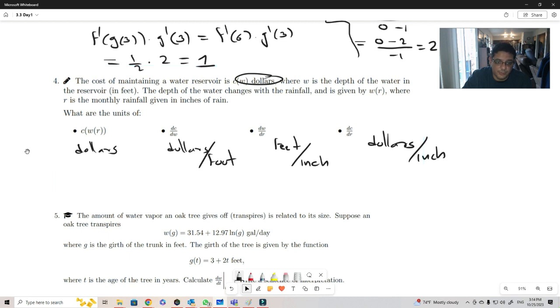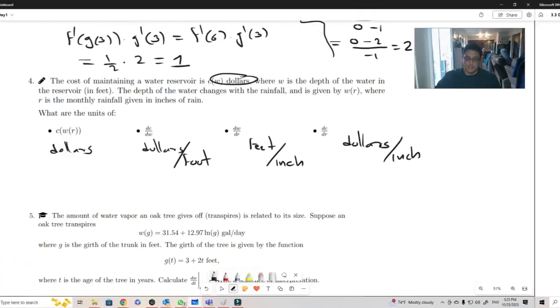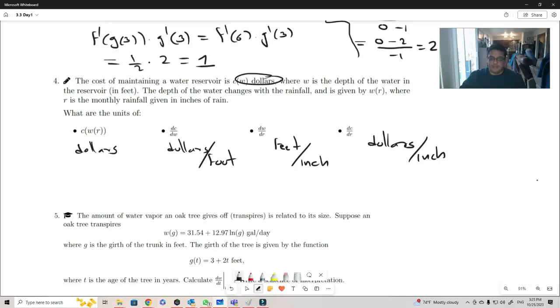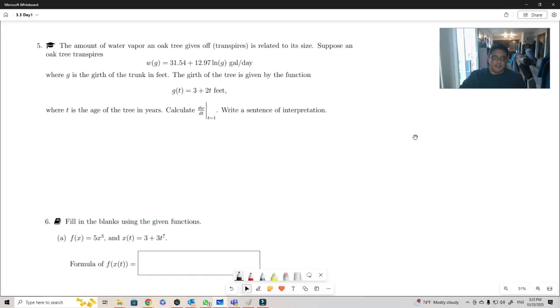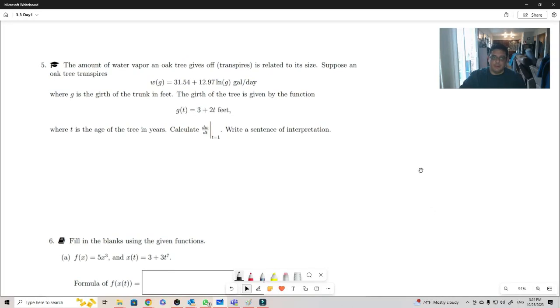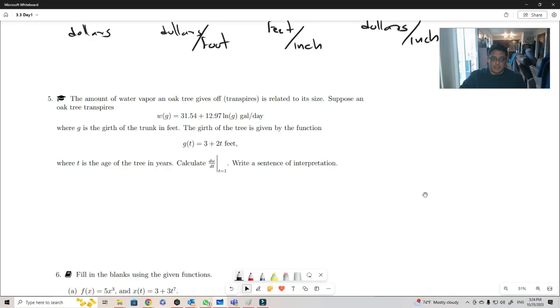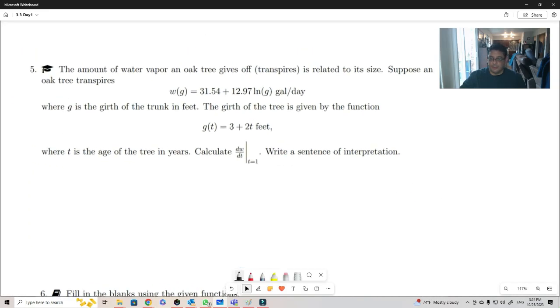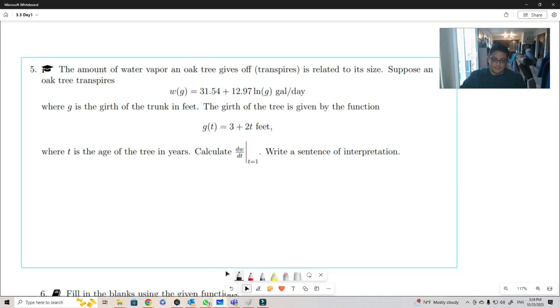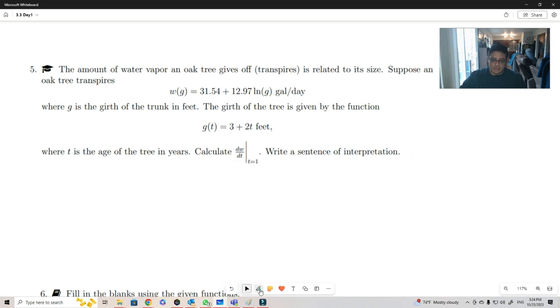As I was mentioning before, this is going to be important when you're trying to make interpretations of rate of change. Now let's go for a sentence that makes an interpretation of the chain rule. So we have that the amount of water an oak tree gives off or transpires is related to its size. And we suppose that that's given by the function W of G equals 31.54 plus 12.97 log of G. And we're measuring that in gallons per day.